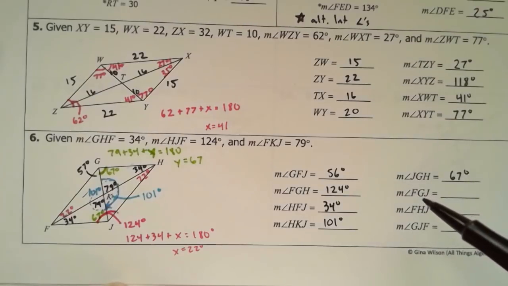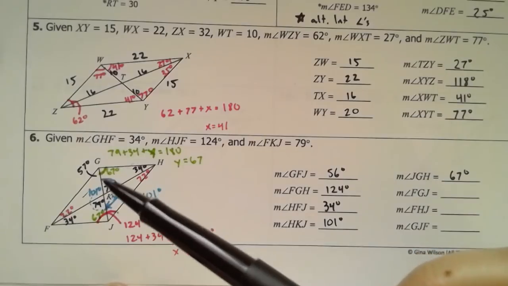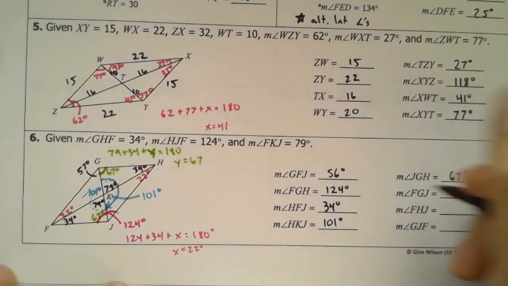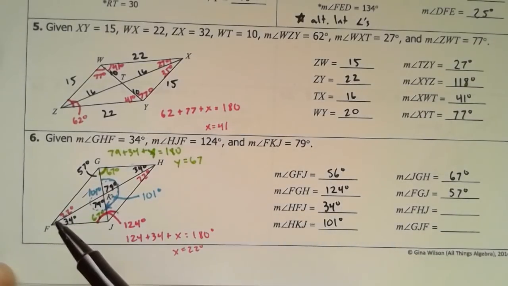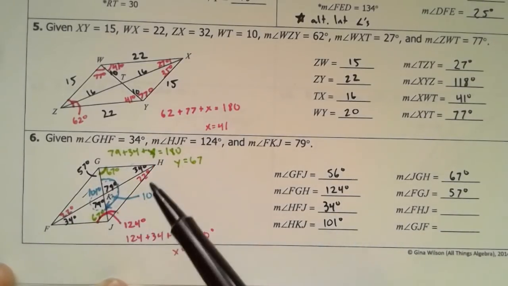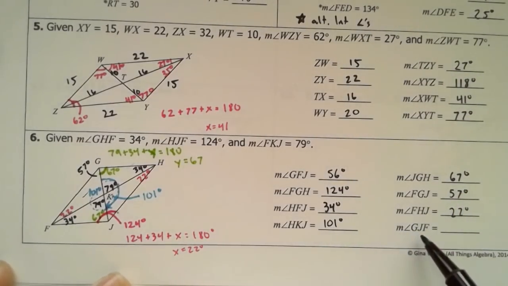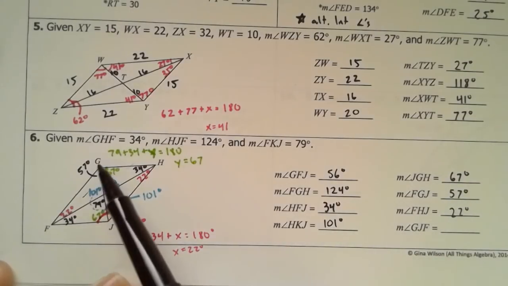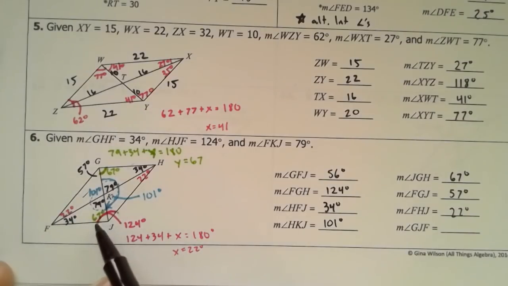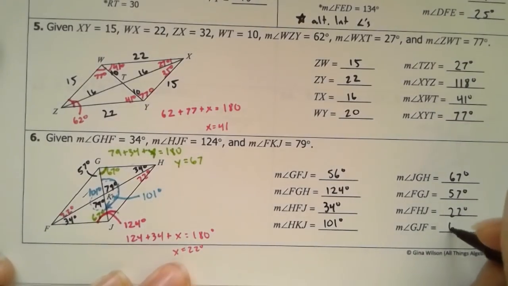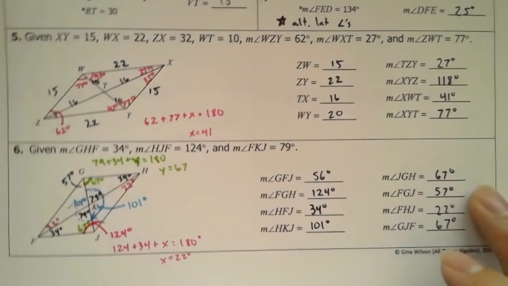So continuing, I have FGJ. FGJ is 57. FHJ. FHJ is 22. And then finally GJF. So here's GJF. GJF is 67 degrees. That's the one we found in green. And this wraps up number 6.